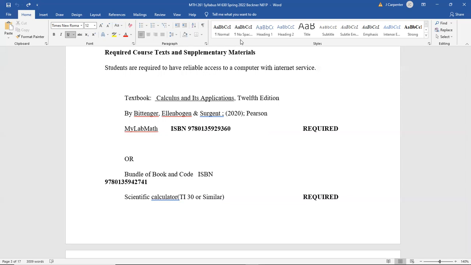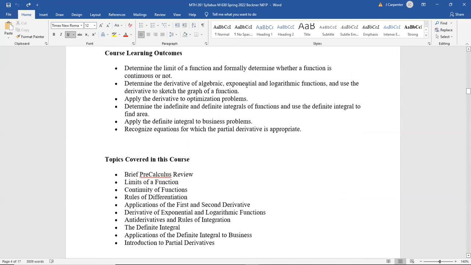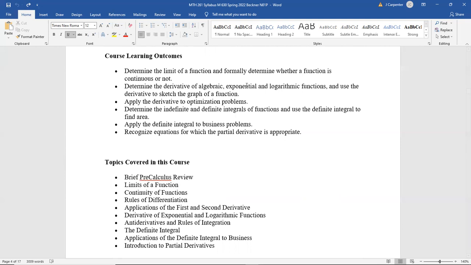All right, topics, learning outcomes. What are we going to do? We're going to talk about the three basic concepts of calculus. Basic is probably not the right word. The three general concepts, which are the limit, the derivative, and the integral.